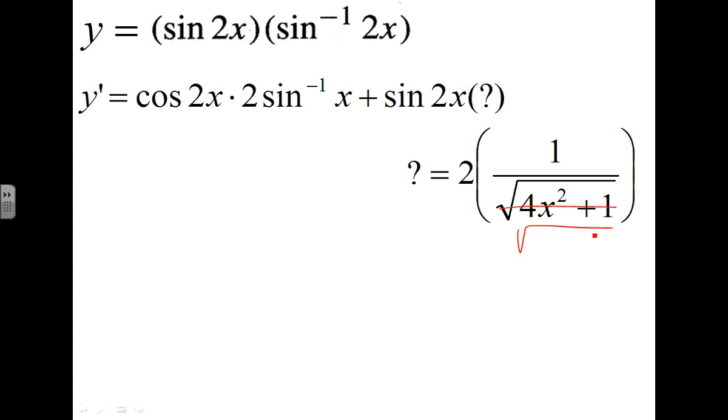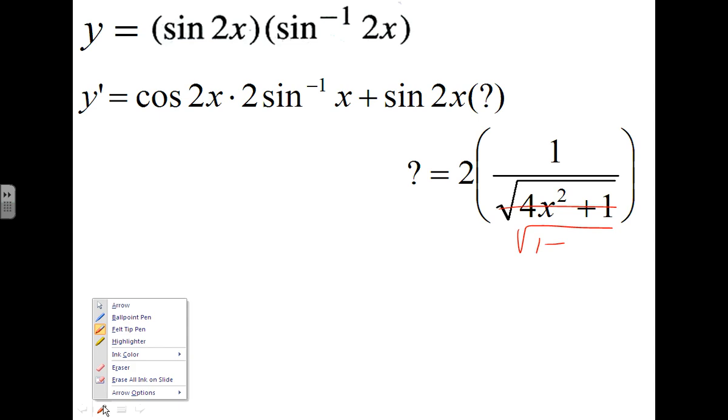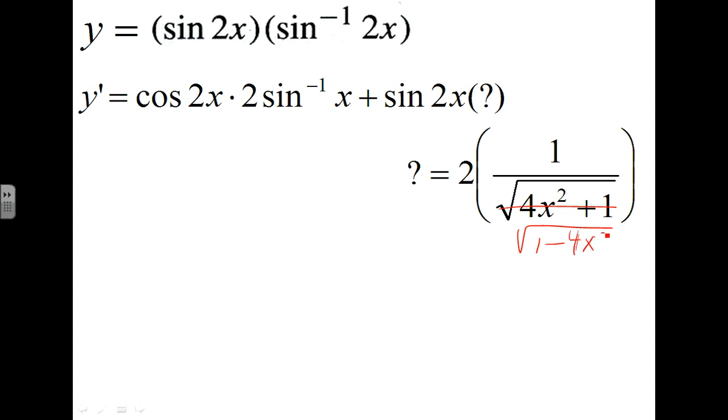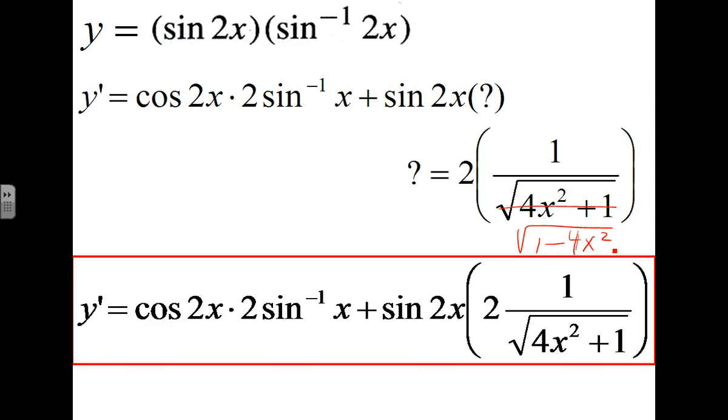Again, this is going to be the square root of 1 minus 4x squared. Oops, sorry. Technical difficulties. 4x squared. I just put that into my answer, and then I'm done. Slight modification of the solution. 1 minus 4x squared. And don't forget I got 2 here. I got 2 right there also. Okay? And that was a lot of fun.